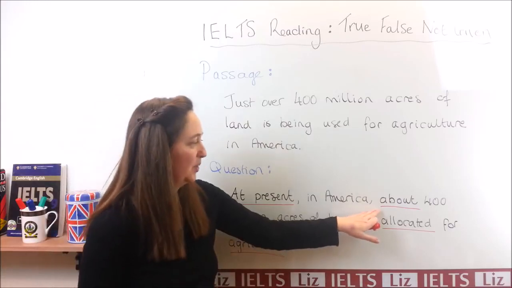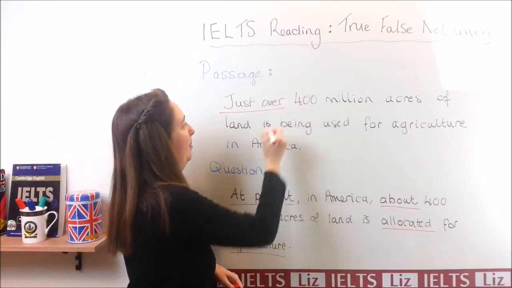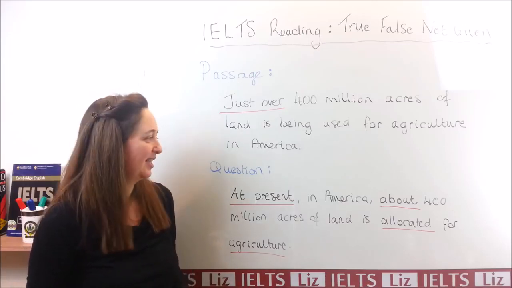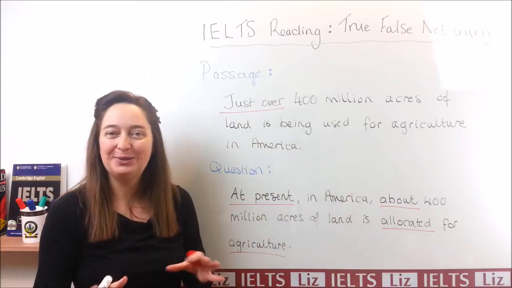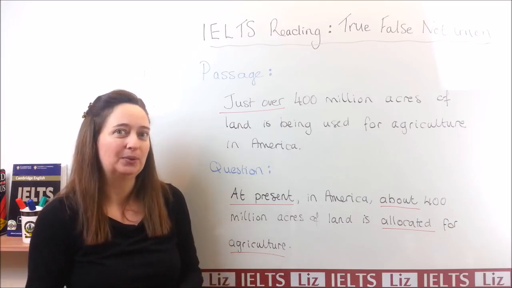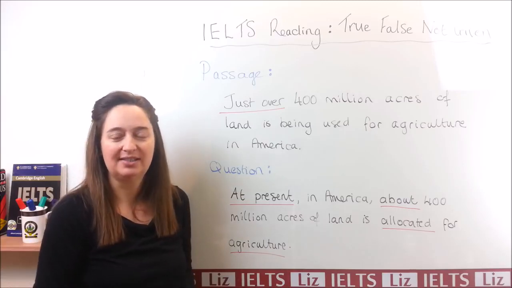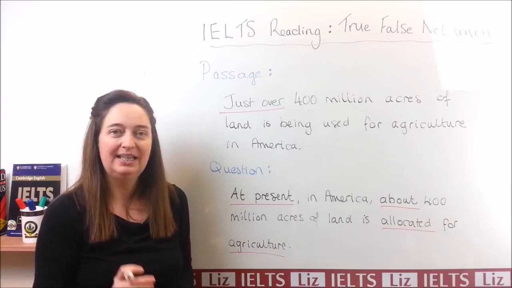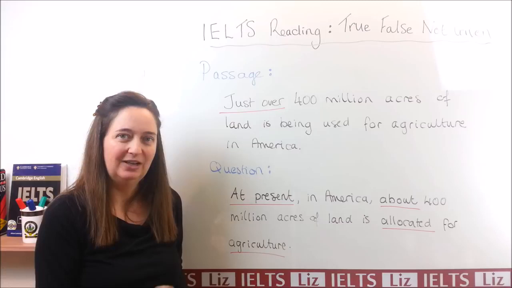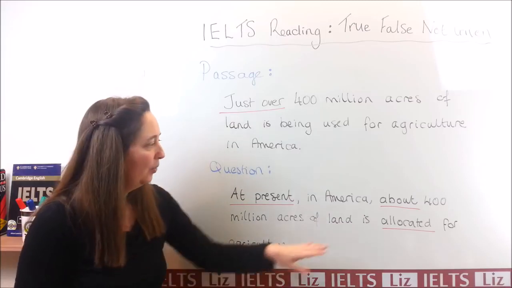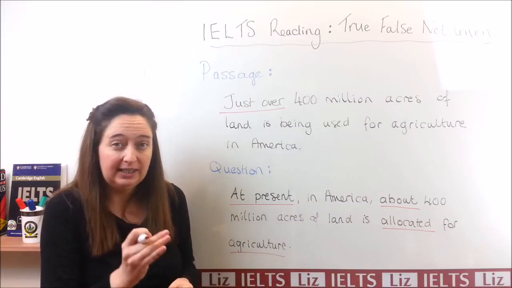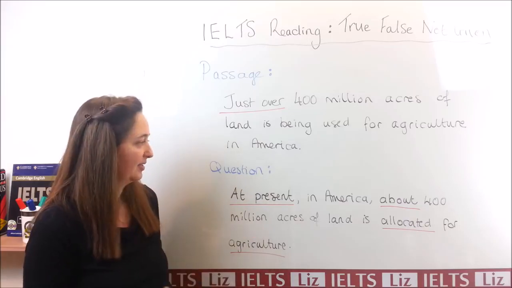Now let's look at the next one, which is about. In the passage, they say just over. And in the statement, they say about. Now, before you tell me that it's not exactly the same, we need to think about the meaning of true and the meaning of false. Now, the meaning of true is that it matches. The meaning of false, remember, it doesn't mean that it doesn't match. It means it's the opposite information, contrary. Now, the word about means close to, nearly, a little bit over, a little bit under 400 million acres.